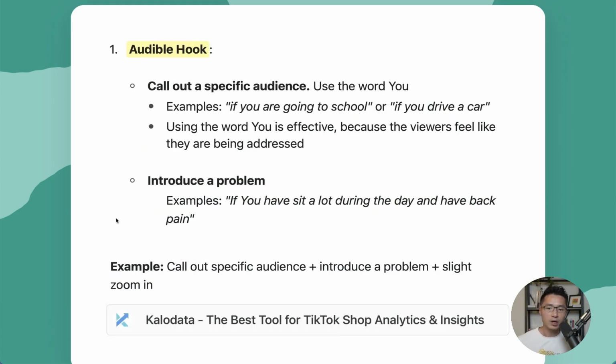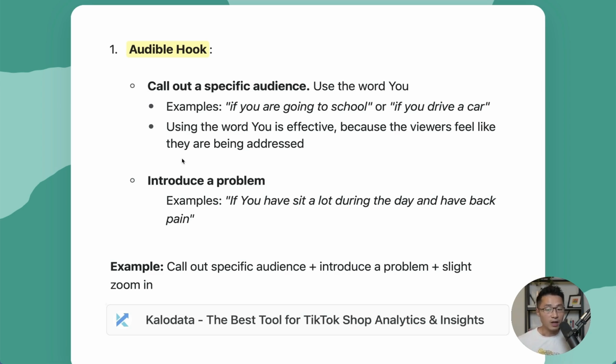Let's first talk about the audible hook. An effective way to do an audible hook is to call out a specific audience, and it's useful to use the word you. Using the word you is effective because the viewers will feel like they are being addressed. For example, you can say something like, if you are going to school, then you need to listen up.